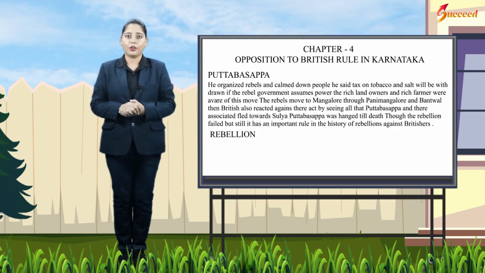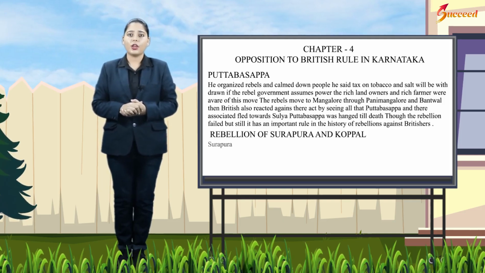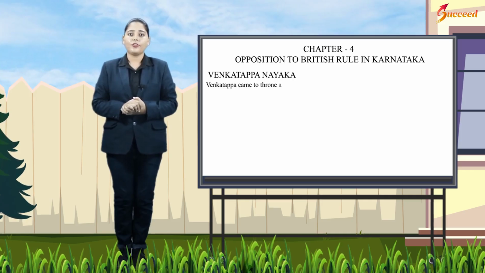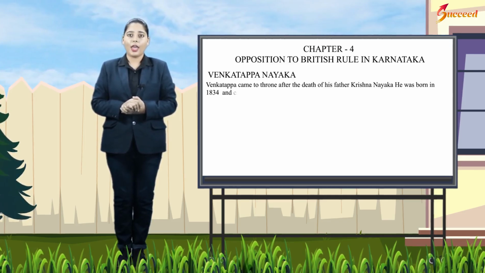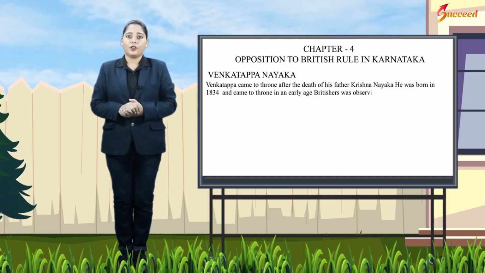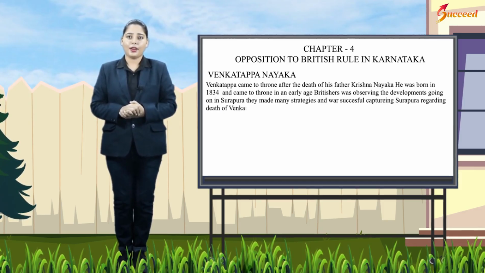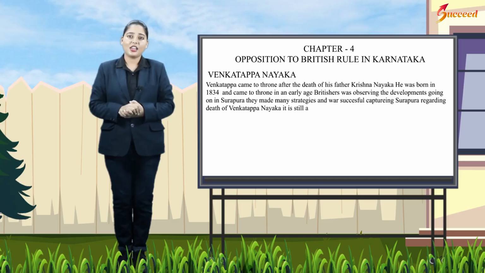Next comes the rebellion of Surapura and Kopal. Surapura is 50 km away from present-day Yadgir. Venkatappa Naika came to the throne after the death of his father Krishna Naika. He was born in 1834 and brought to the throne at an early age. Britishers were observing the developments going on in Surapura. They made many strategies and were successful in capturing Surapura. Regarding the death of Venkatappa Naika, it is still a confusion.